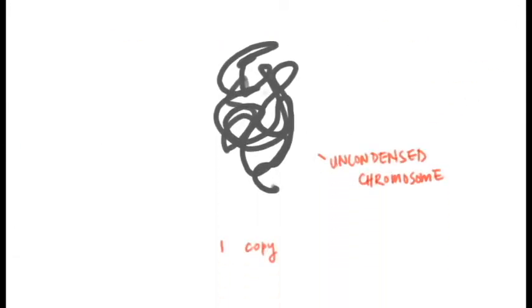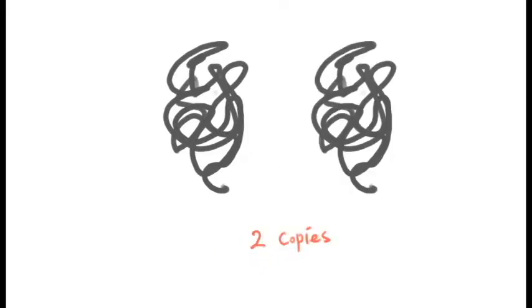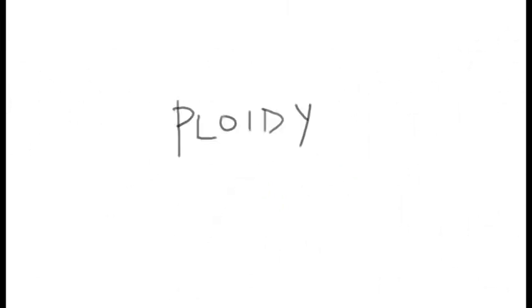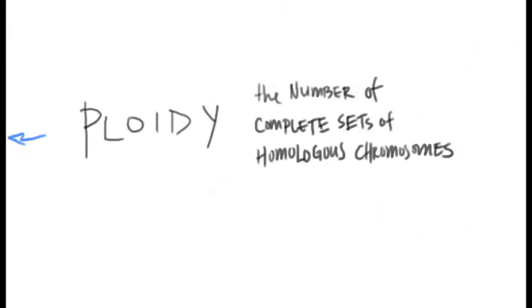But there are examples of radical changes occurring in a single generation. Not by changing the genes, but by changing how many of each gene are contained in a species. That is to say, by changing their ploidy. Defined formally, ploidy is the number of complete sets of homologous chromosomes in a cell.